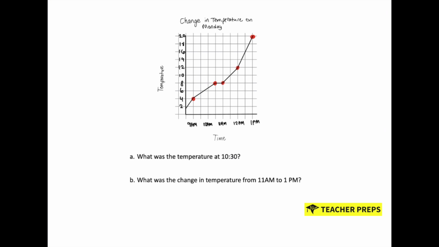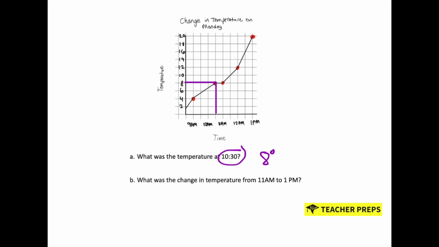This first one says, what is the temperature at 10:30? Well, if you notice, our graph counts by 1 hours, but there are lines in between. The line in between 10 a.m. and 11 a.m. would be 10:30. So, at 10:30, it would be 8 degrees.